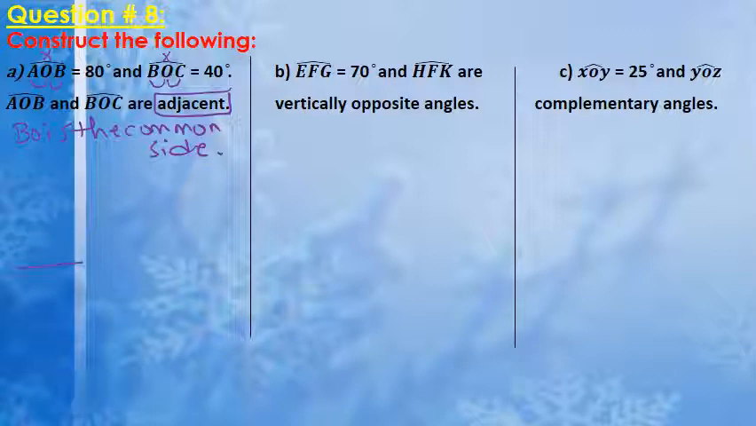So we draw angle AOB, which is equal to 80 degrees. This is using a protractor. We draw angle AOB, which is equal to 80 degrees.